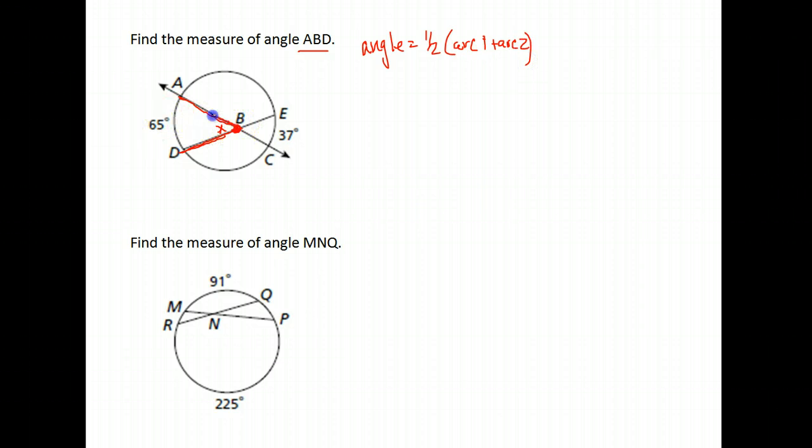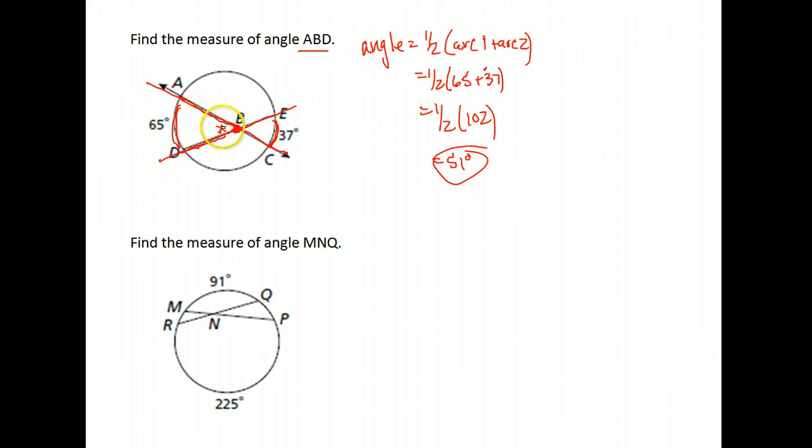Okay, so whereas one of the arcs here, notice that's created is 65 degrees. We continue the other direction. We have a 37-degree arc. So our angle is 1/2 of 65 plus 37. Okay, that gives me 1/2 of 102. And 102 divided by 2 is 51. So the measure of angle ABD is 51 degrees. Oddly enough, if they asked for angle EBC, it's also going to be 51 degrees.